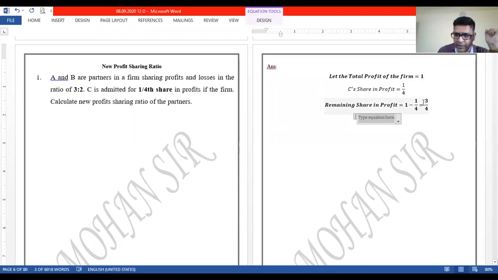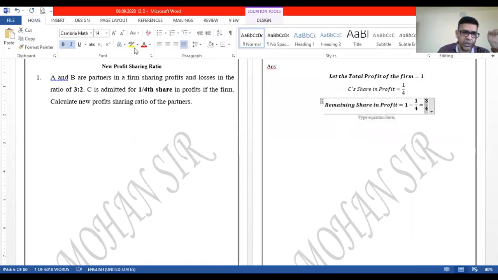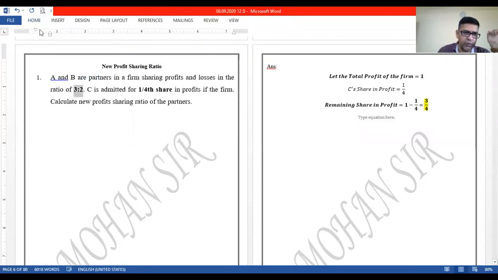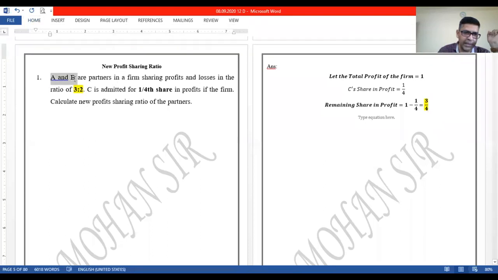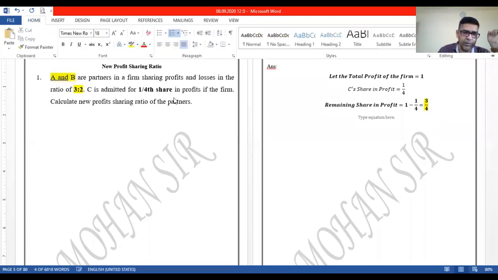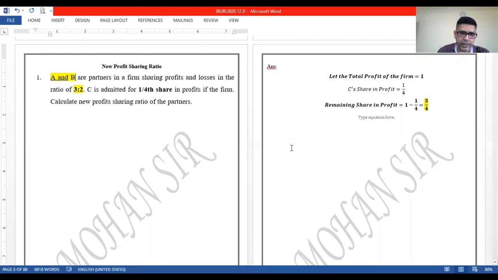Let me highlight this. This is the remaining share 3/4. Remaining share will belong to A and B in the ratio of 3:2. So this is what I'm highlighting so that every time you remember. Total profit 1, C's share 1/4, remaining share is 3/4. 3/4 belongs to A and B. In which ratio? 3:2.